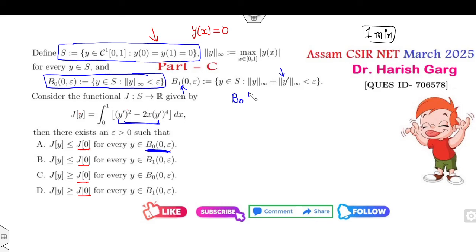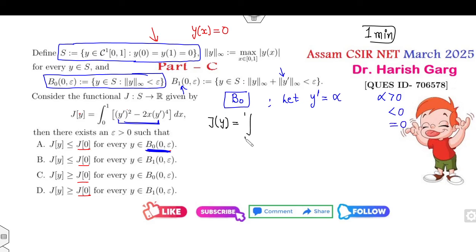So let's say on the value of B0, let y dash be my alpha. Fine. अल्फा आपका पॉजिटिव भी हो सकता है, अल्फा नेगेटिव भी हो सकता है, अल्फा जीरो भी हो सकता है. So then can you find the value of J of y?